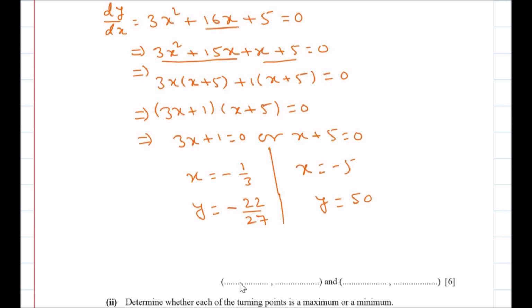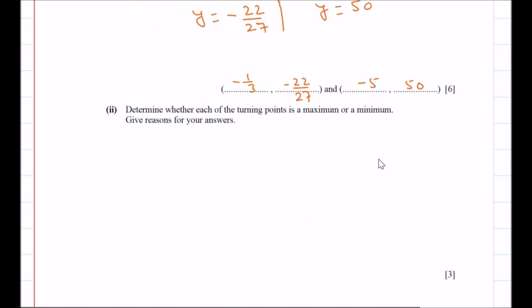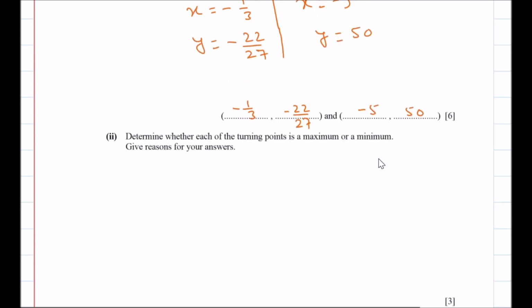So let us write the answer in our answer space. Minus 1 by 3, minus 22 by 27 and here minus 5, 50. This is a 6-mark question. So this much work is required. Now determine whether each of the turning points is a maximum or a minimum.